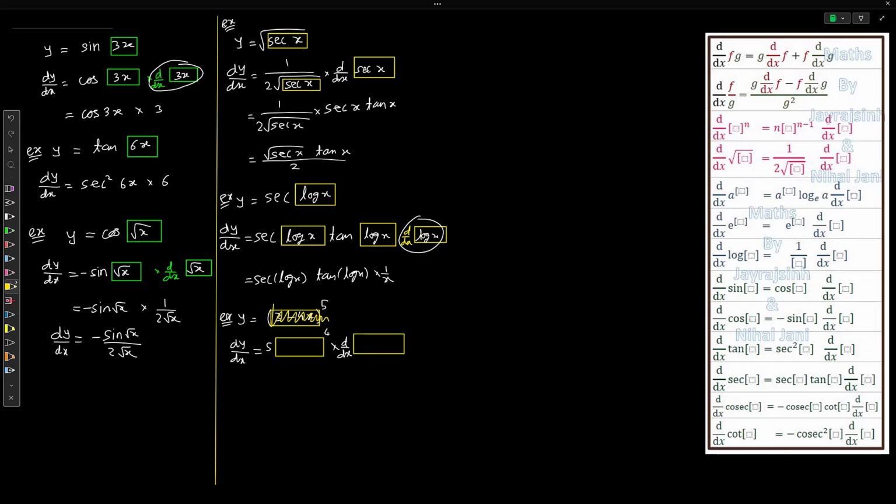Okay, so what do we have within the box? We have 3 minus 4x. So 5 times (3 minus 4x) raised to 4 will be as it is, and what will we get next? Yes, be careful. Differentiation of 3 is 0, minus 4. So the final answer is minus 20 (3 minus 4x) raised to 4.